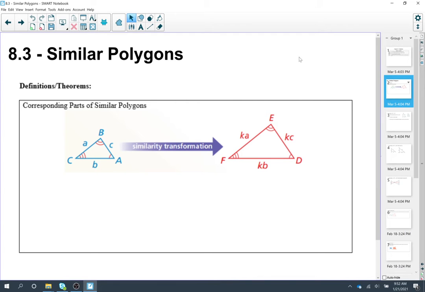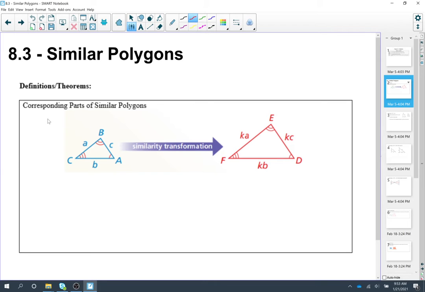8.3, similar polygons. Now, in the previous section, we already went over the idea of a similar figure, and we said that figures are similar if a similarity transformation exists that maps the first figure onto the second figure. So if we look at our images here, we have ABC, which is mapped by a similarity transformation to DEF, so we know they're similar. Now, corresponding parts of similar polygons.